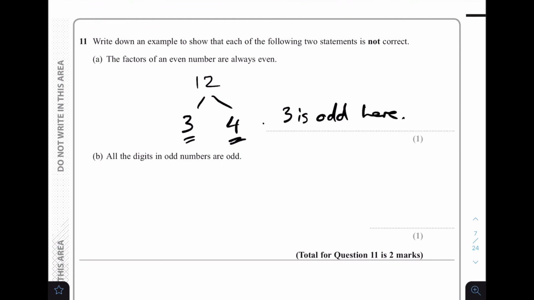And part B, all the digits in odd numbers are odd. So again, if you consider an odd number, say 23, you can see that 3 is odd, which is partially true here with this statement. However, you can see here 2 is even, so you can use the example of 23, or you can use any number that starts with an even digit and ends in an odd one, and that will disprove this statement here.